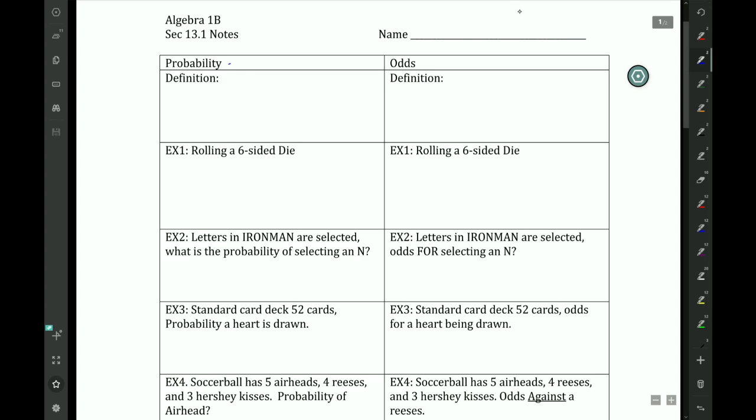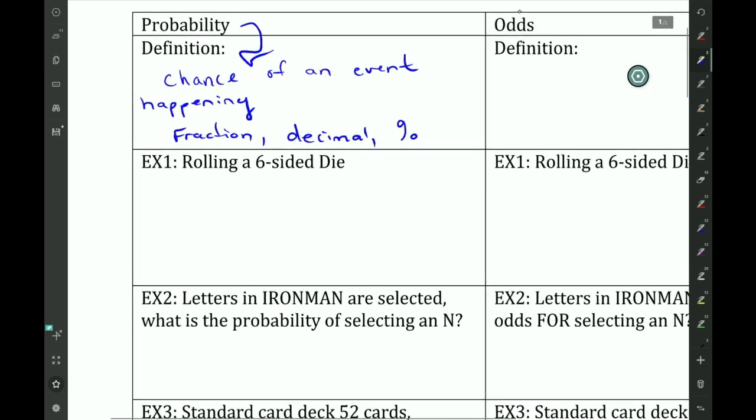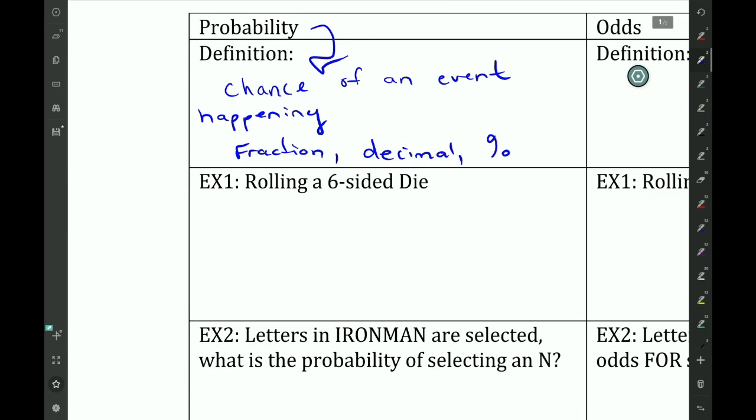Probability, the definition is the chance of an event happening. It's represented in a few different ways. You will either see it as a fraction, as a decimal, or most likely a percent. We will do odds later because there's a big difference between the two of them. So focusing right now on probability.